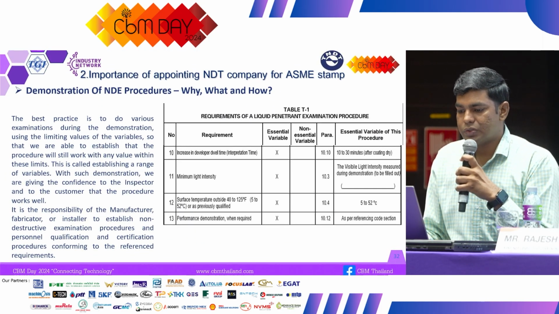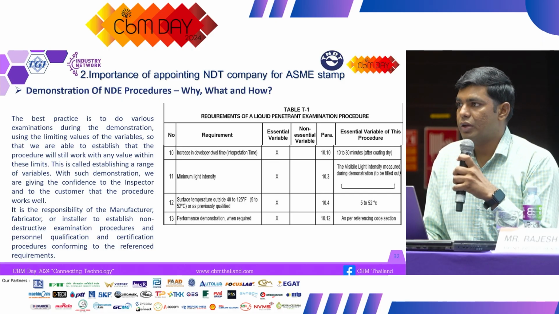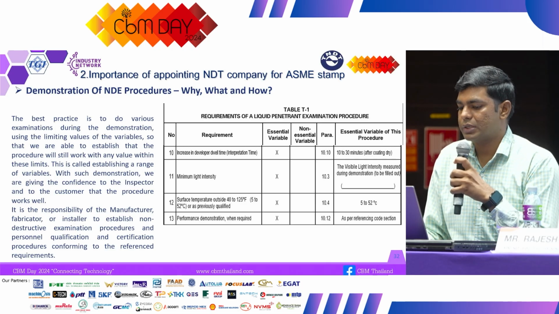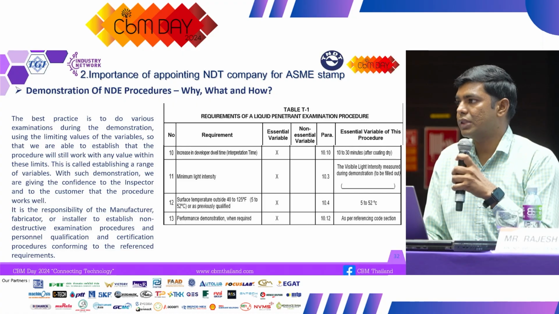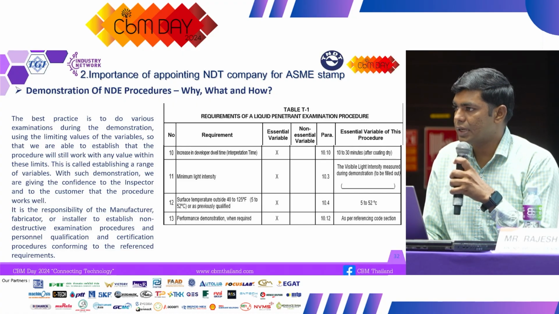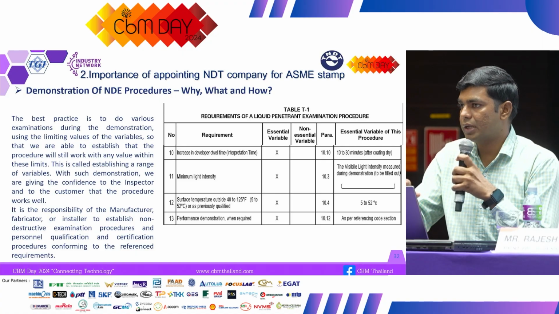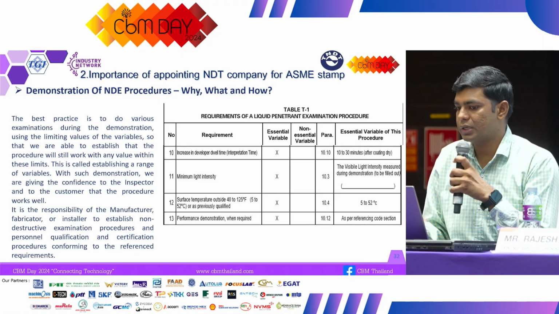The best practice is to do the variable examination during demonstration using limiting values of the variable. We use limit values for variables. For example, in the procedure a value such as minimum light intensity. So for PT and MT we have 1076 lux as the minimum requirement. This minimum must be maintained. If it is not maintained, then the procedure is not qualified, right?